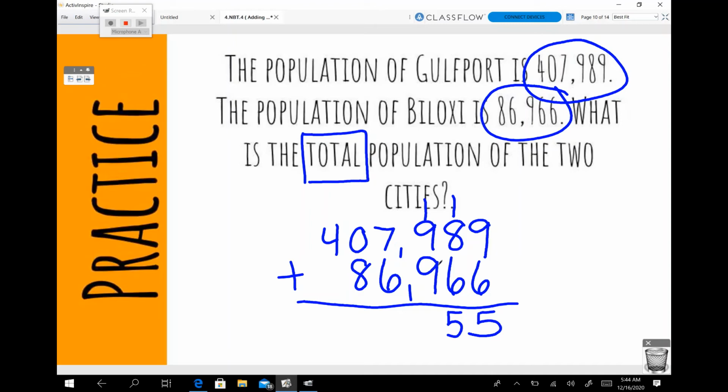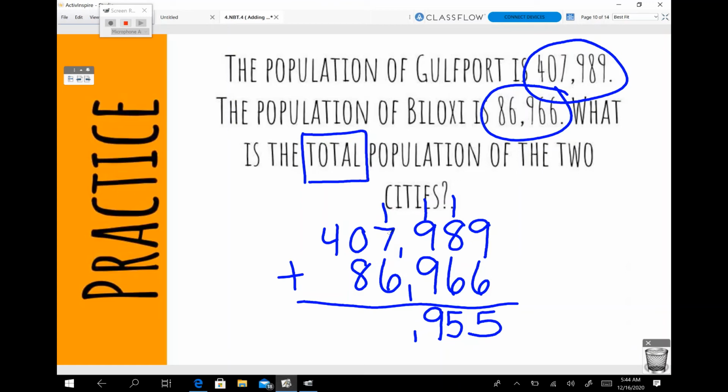Okay, I have 9 plus 9 gives me 18. 18 plus 1 gives me 19. I'm going to do the same thing over again. I'm going to put my 9 down, carry my 1. Go ahead and bring down your comma.